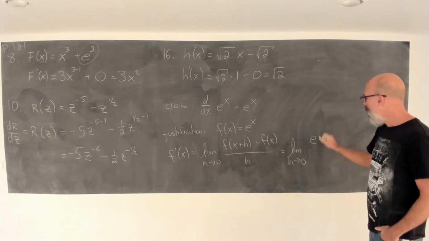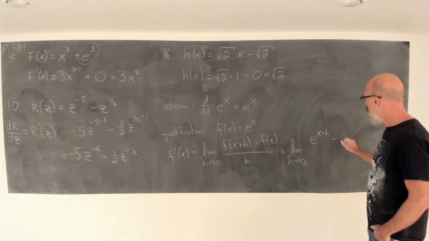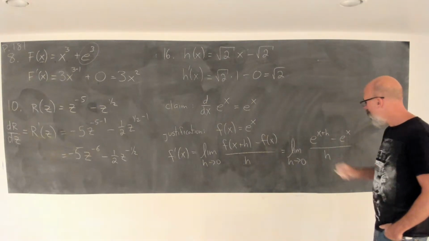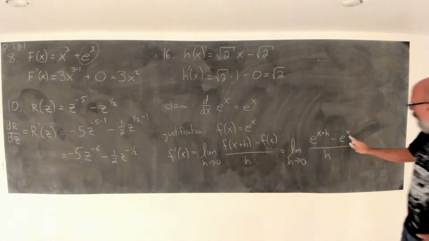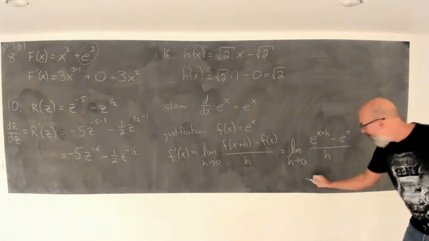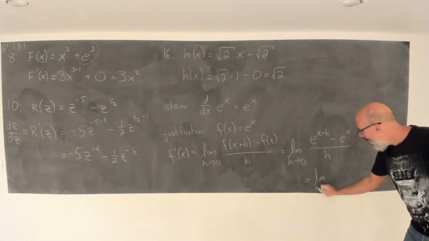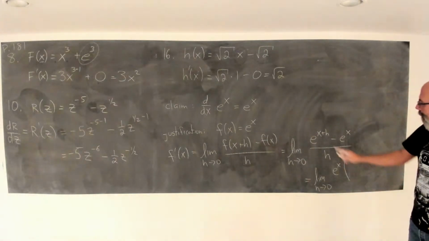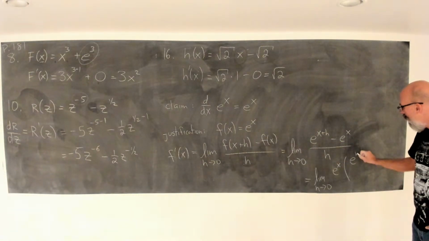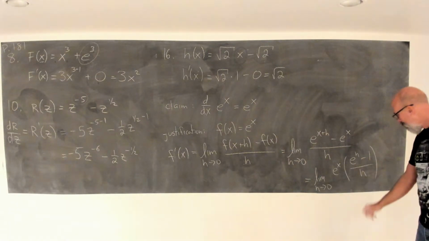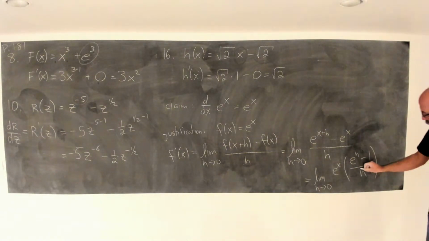So this is e to the x plus h minus e to the x, over h. And notice you've got an e to the x in the numerator, in both terms. So why don't I factor out an e to the x? This will leave me with e to the h minus 1 over h.